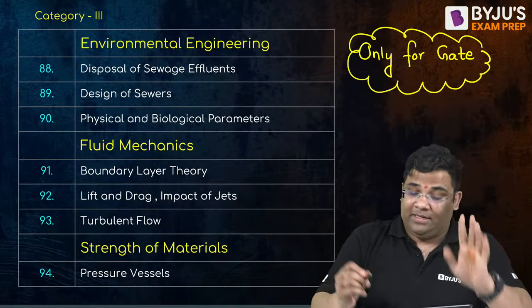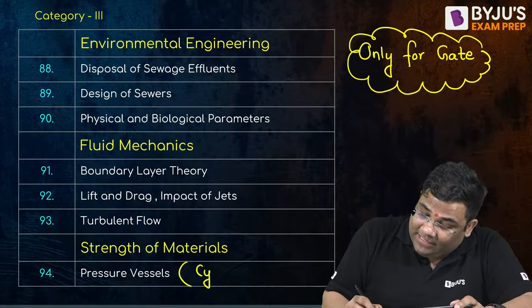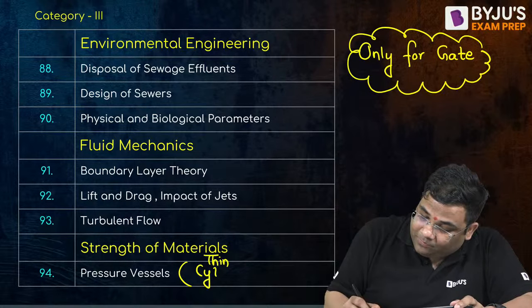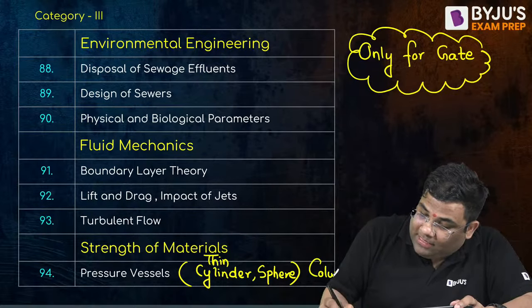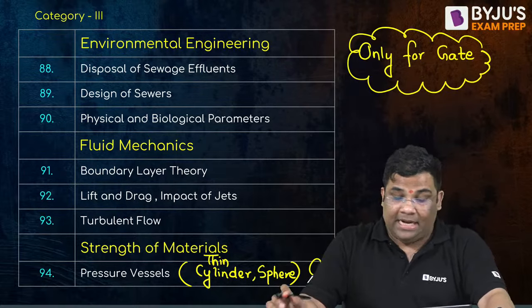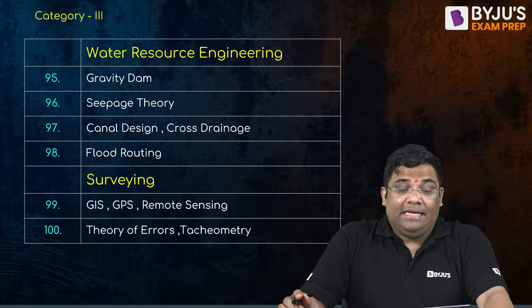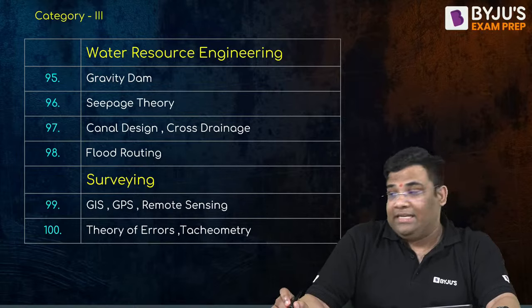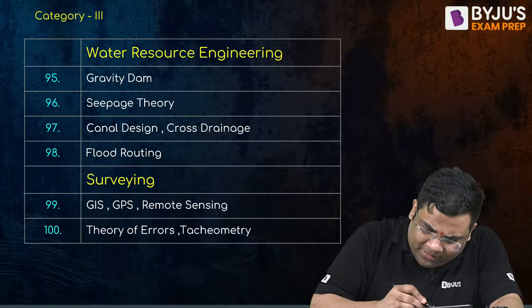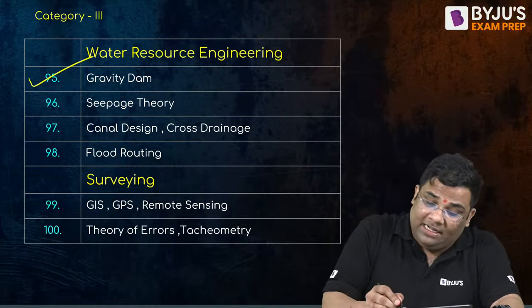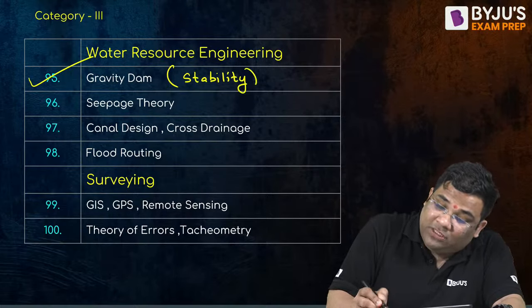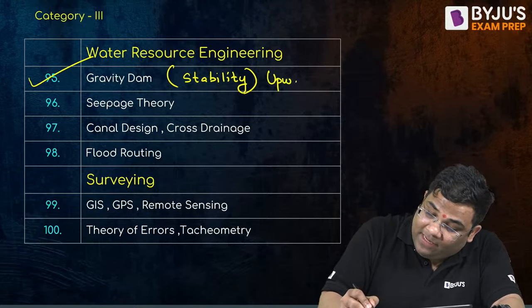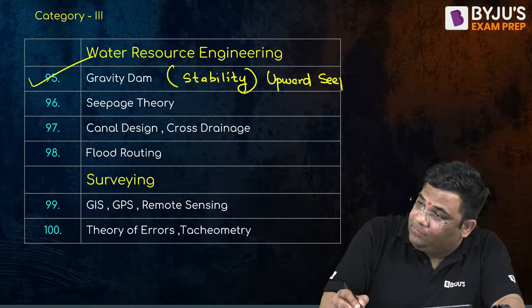In strength of materials, pressure vessels, we can say thin cylinders and spheres. Don't study thick cylinders. I will include columns also, strength of materials, that is in category 3. Next, 94 topics are complete, wow. Then water resource engineering, hydrology, irrigation. We'll be completing gravity dam, important stability analysis of gravity dam, how to find the various forces, especially the upward seepage force. That is very important, they might ask a question on it.